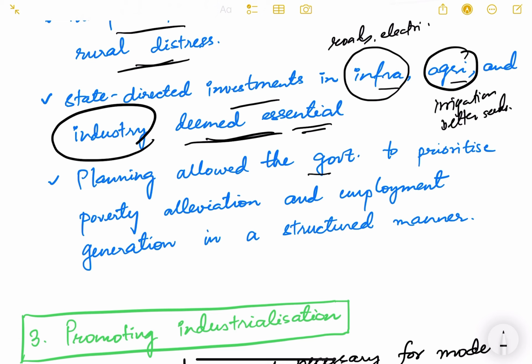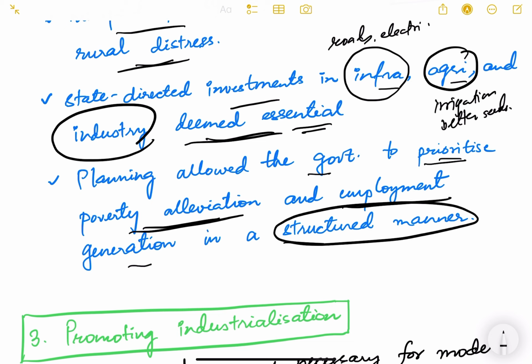Planning allowed the government to prioritize poverty alleviation and employment generation in a structured manner. So our first priority was to reduce poverty and also to generate employment. The state thought that through planning we would be able to achieve these targets.